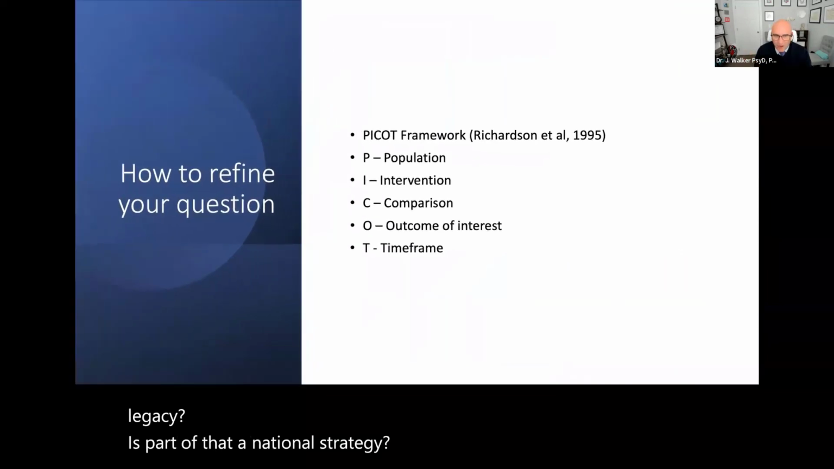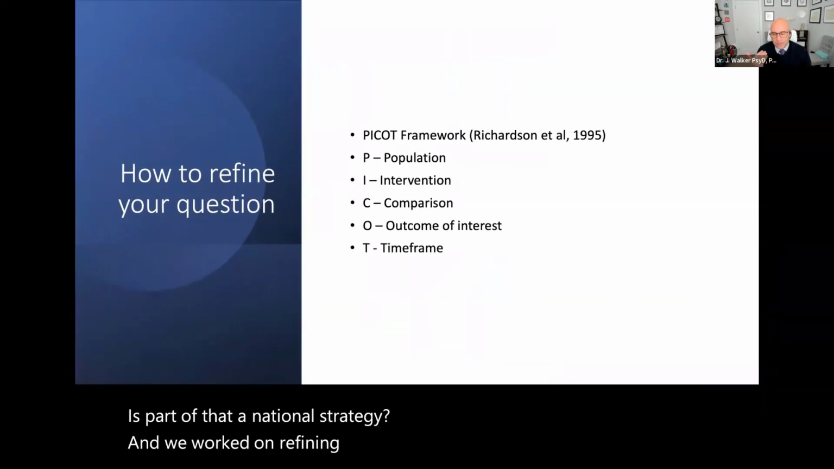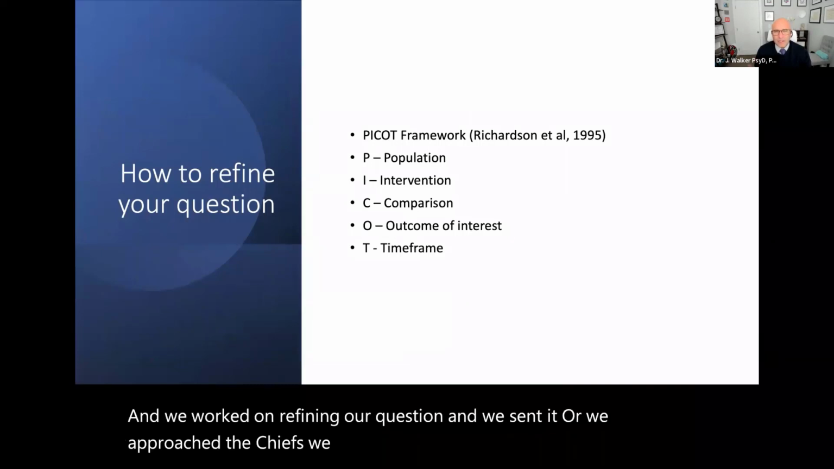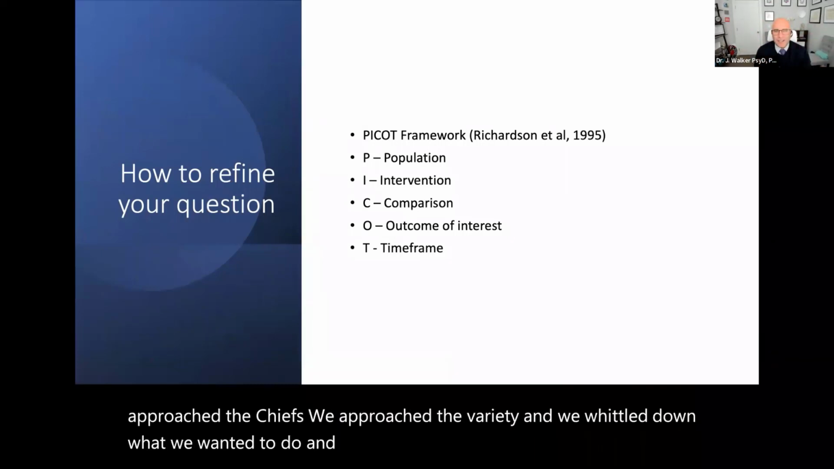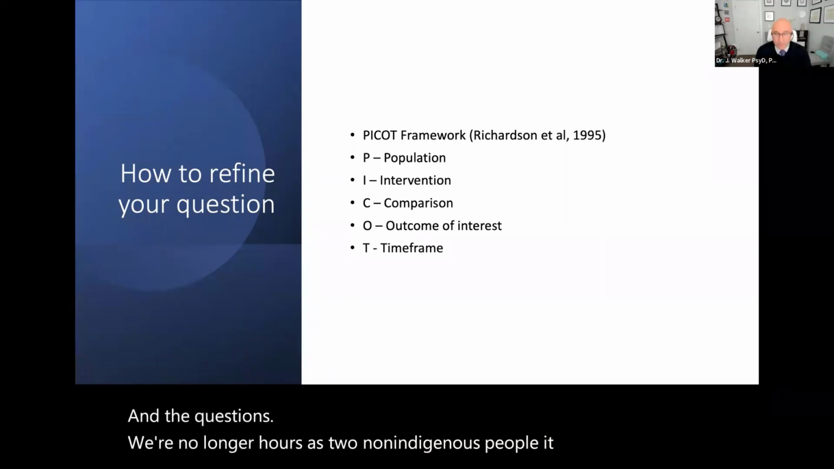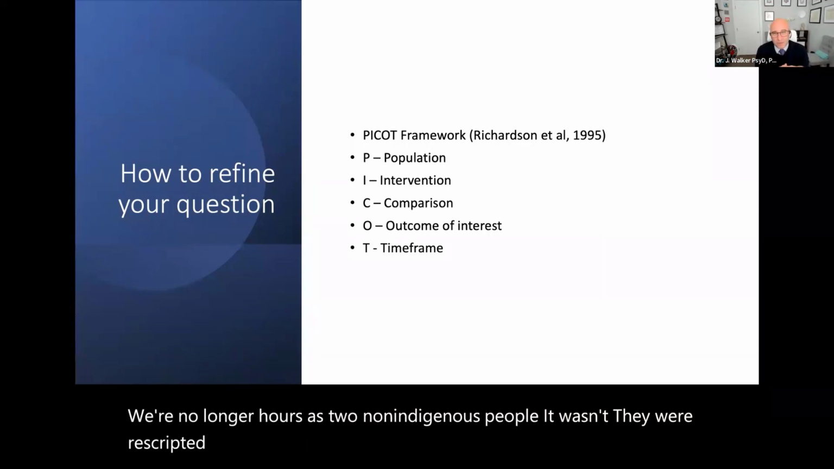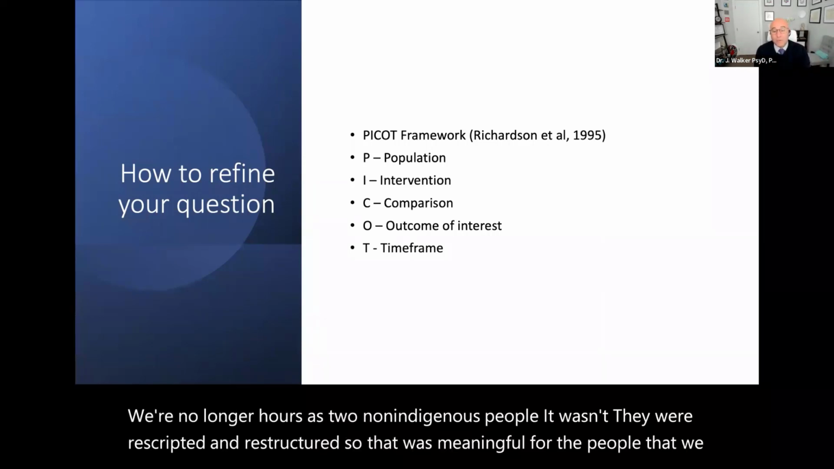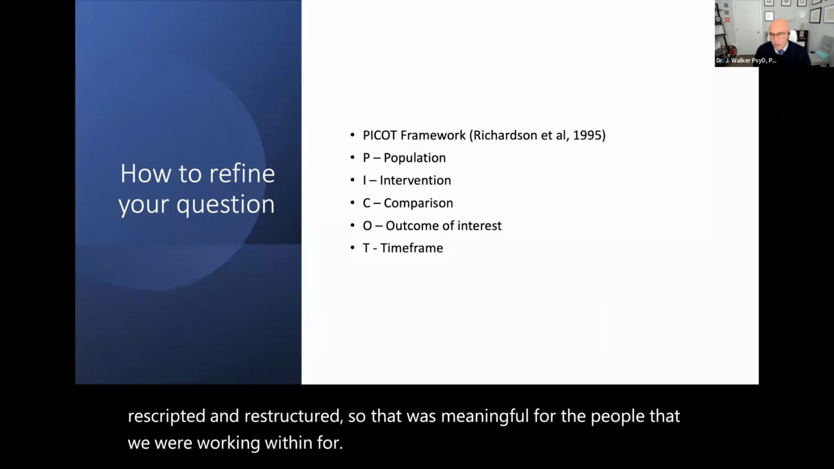And we worked on refining our question, and we approached the chiefs, we approached the hereditary chiefs, and we whittled down what we wanted to do. And then we started again, and then we went back and forth. And the questions were no longer ours as two non-Indigenous people. They were rescripted and restructured so that it was meaningful for the people that we were working with and for.